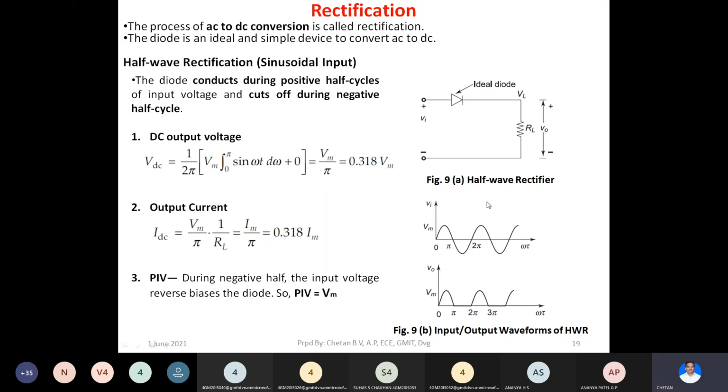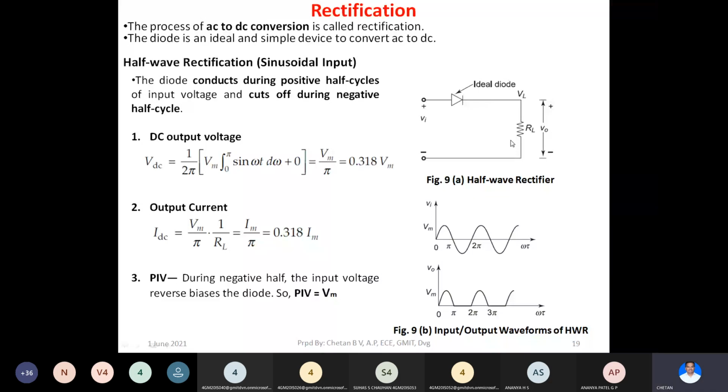After studying this, the operation is very simple. During the positive half cycle, the diode conducts because it is forward biased, and you get a voltage across RL. During the negative half cycle of the input, the diode is reverse biased. It means an open circuit, no connection is there. Therefore, you will have no voltage across RL. Accordingly, you have got this output.